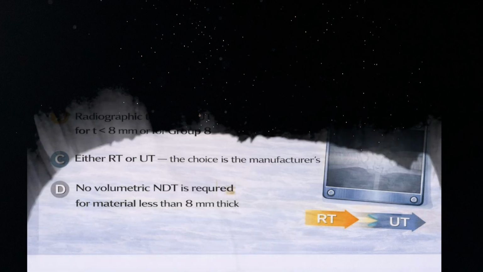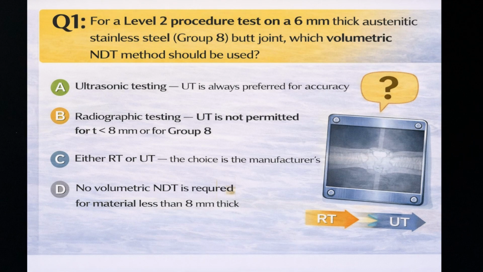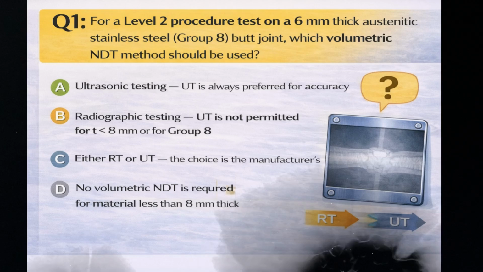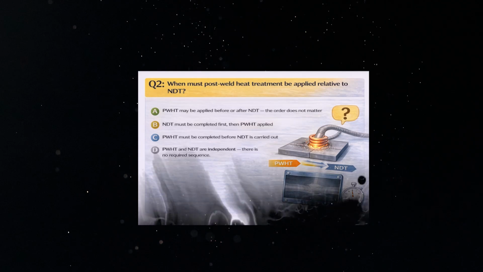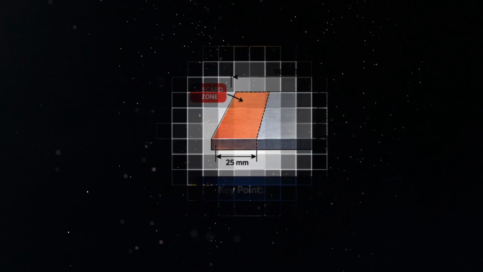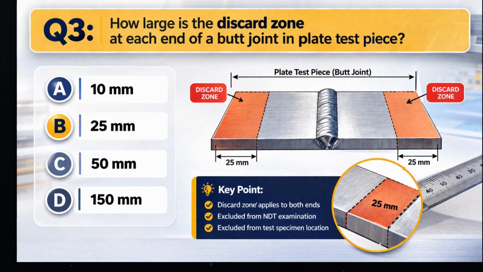Quiz related to Lecture 4. Question 1. For a Level 2 procedure test on a 6 mm thick austenitic stainless steel, Group 8, butt joint, which volumetric NDT method should be used? Question 2. When must post-weld heat treatment be applied relative to NDT? Question 3. How large is the discard zone at each end of a butt joint in plate test piece?